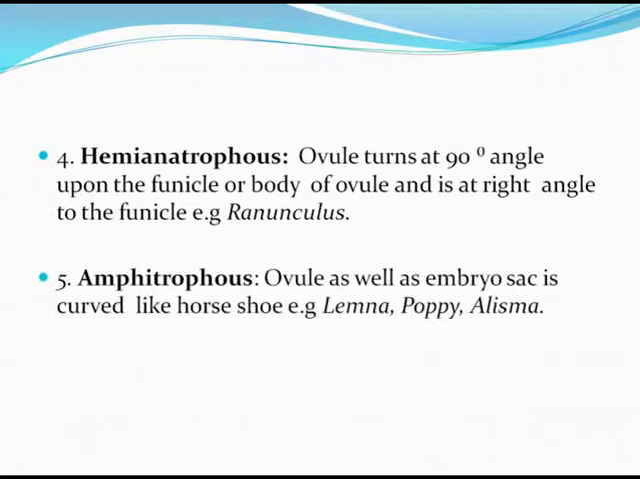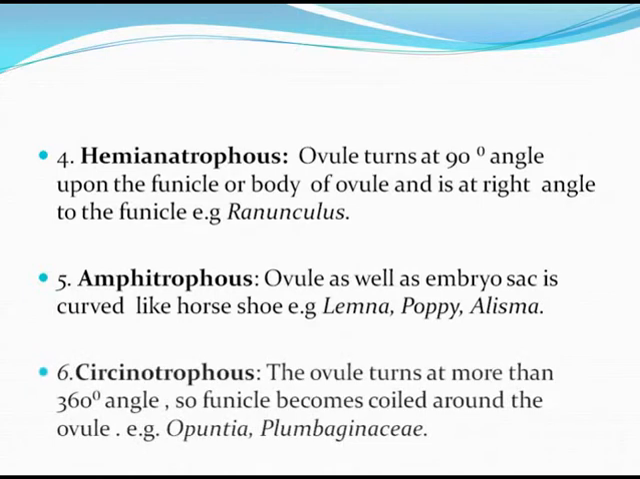Amphitropous ovule as well as the embryo sac is curved like a horseshoe. Lemna, poppy and alisma are the examples. The circinotropous ovule is the one in which the ovule turns at more than 360 degrees of an angle, so the funicle becomes coiled around the ovule. Examples are Opuntia and Plumbaginaceae.